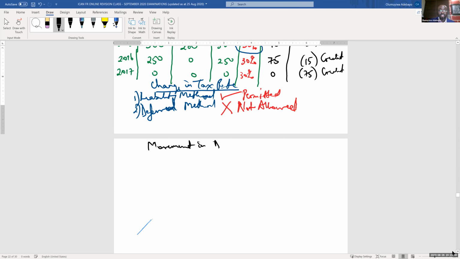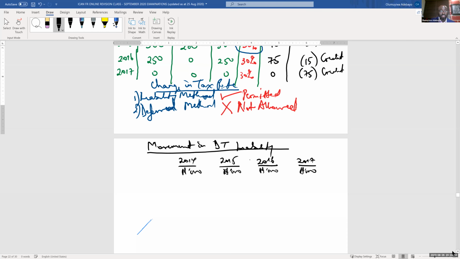Movement in deferred tax liability, in 2014, 2015, 2016, and 2017. All figures in thousand. Now we start. Our deferred tax as at the beginning of the year 2014 was 0. But as at the end of the year, it was 100. If you remember, let me show you.